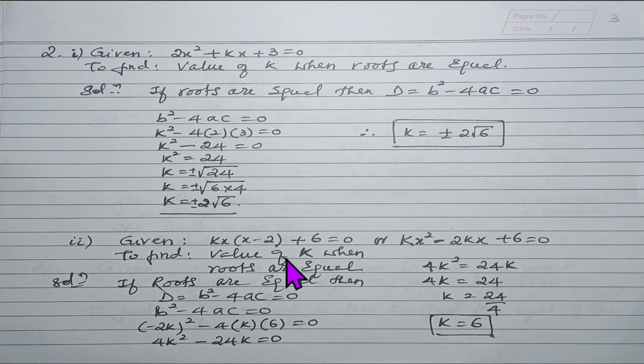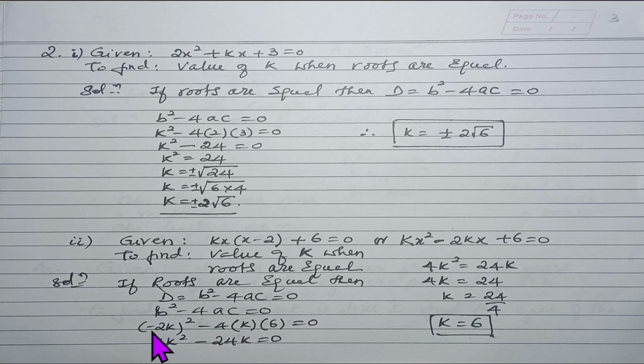Now here is one more example, given kx times the bracket x minus 2, plus 6 equal to 0. When I simplify this, I get kx square minus 2kx plus 6 equal to 0. Now we have to find the value of k when the roots are equal. Again, when the roots are equal, we know that d is equal to b square minus 4ac is equal to 0. Substituting the value of b, which here is minus 2k, it will be minus 2k whole squared minus 4, and you know that a is k here and c is 6, therefore minus 4 into k into 6 equal to 0.